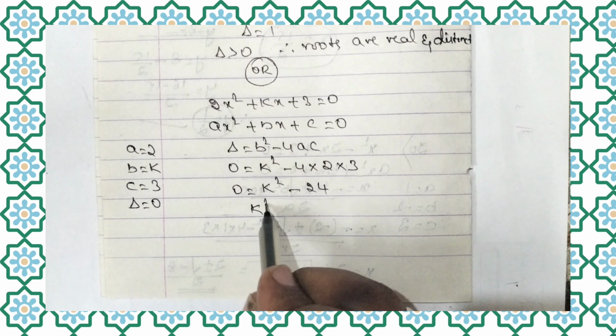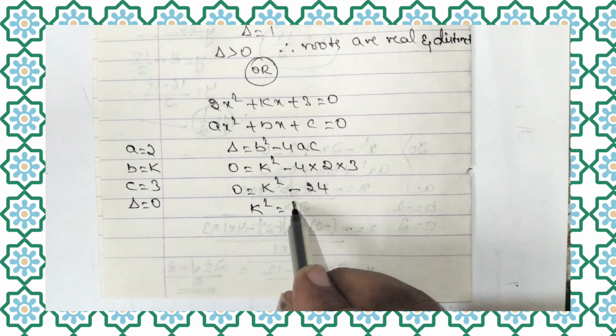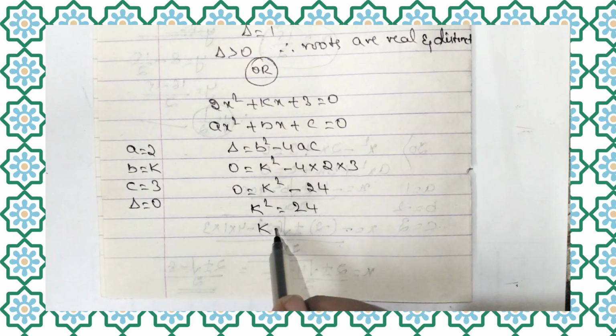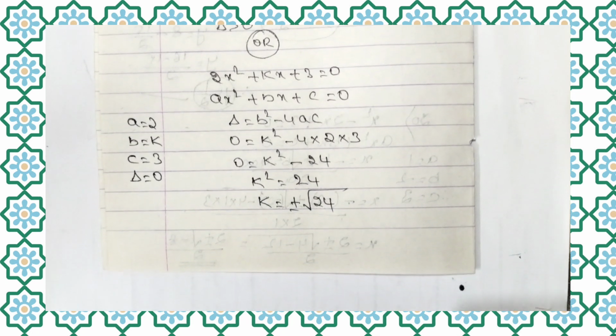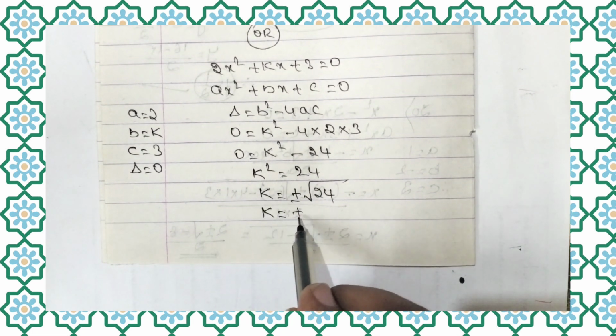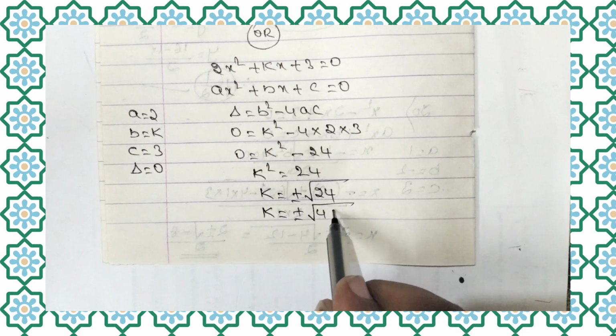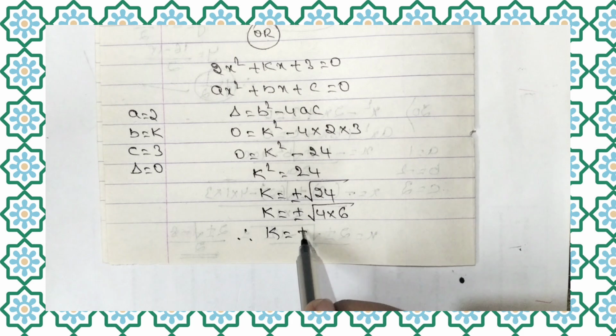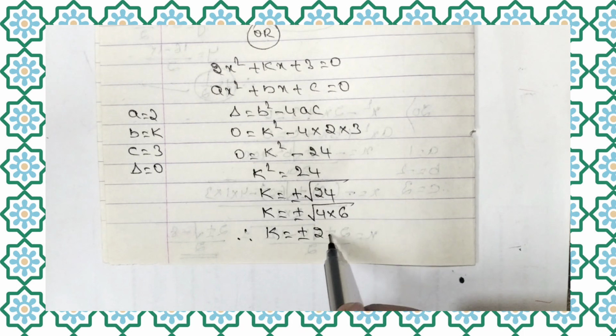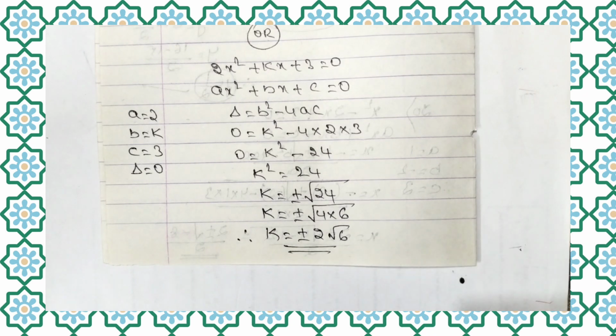So 0 is equal to k² - 4 2s are 8, 8 3s are 24. So k² is equal to minus 24, shifting it here it becomes plus 24. So k is equal to plus or minus square root of 24. 24 can be written as 4 times 6. Therefore k is equal to plus or minus 2 square root of 4, that is 2 root 6. So like this we have to find the value of k.